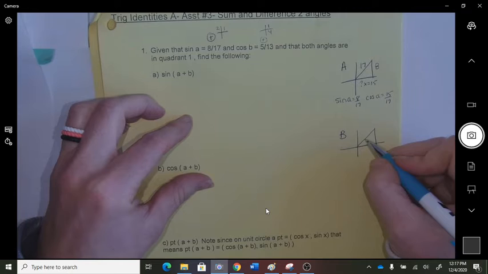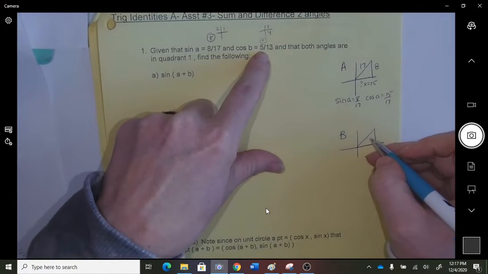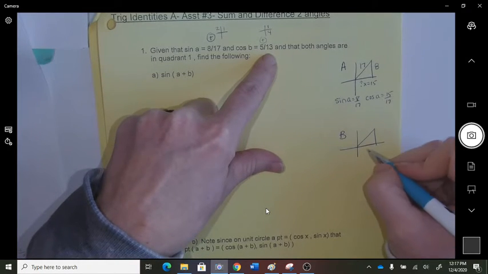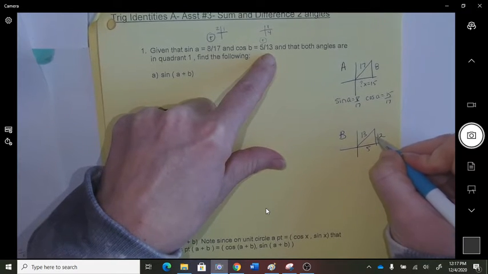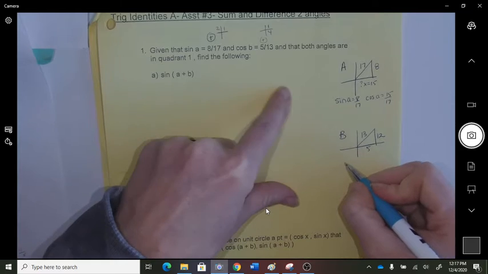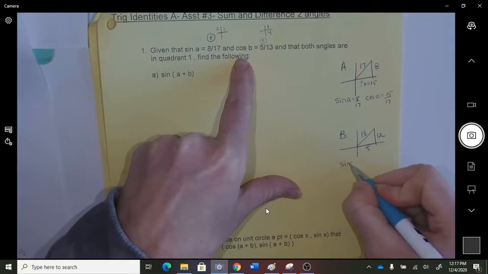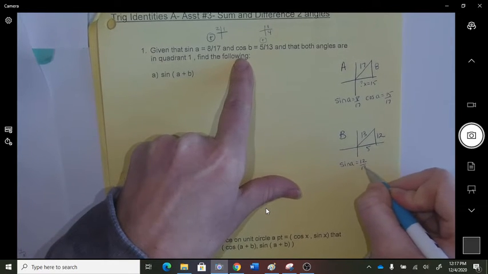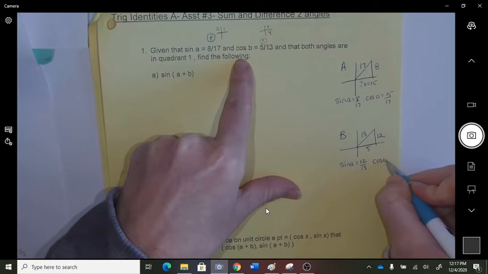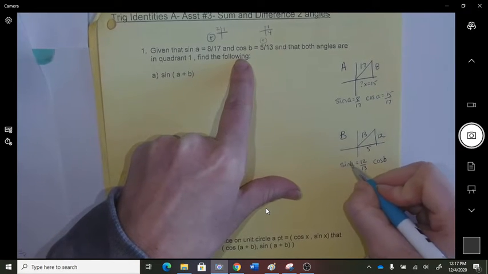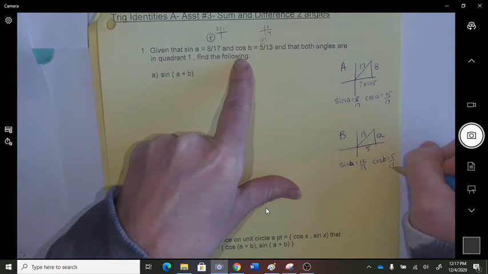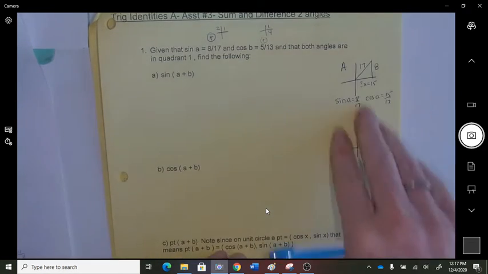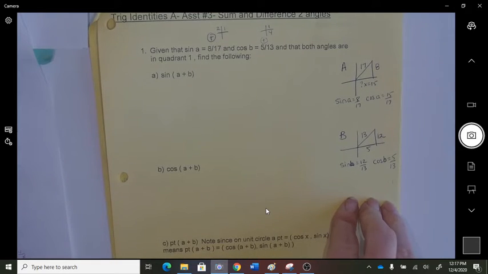Okay, let's do B. Cos was given, so that's the X, and that's the R. So the missing piece is positive 12 on the Y. So here I'm going to write the sine fraction is 12 over 13, and the cos fraction, oops, not A, it's B. The cos fraction is 5 over 13. Okay, so I have all my information. I'm ready to go. Now I'm going to find the formulas.